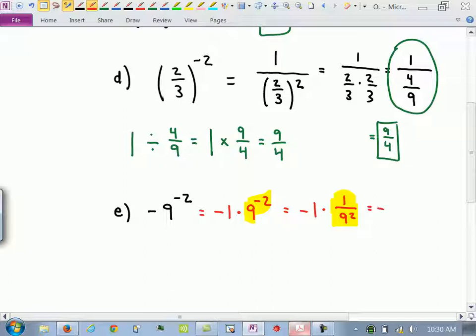So not multiplication, we're doing power here. So times 1 over 81. What's negative 1 times 1 over 81? Negative 1 over 81. So I don't really need the negative 1 written out there anymore. That's it.